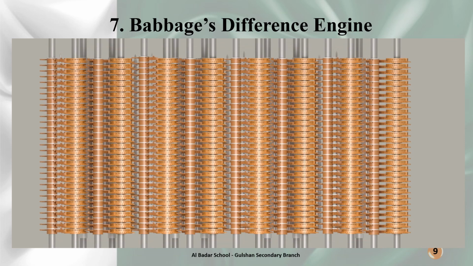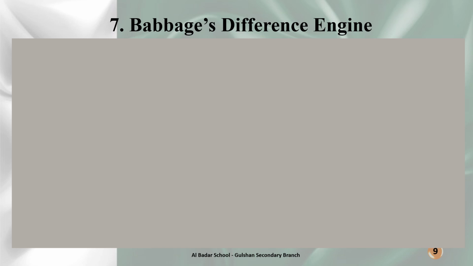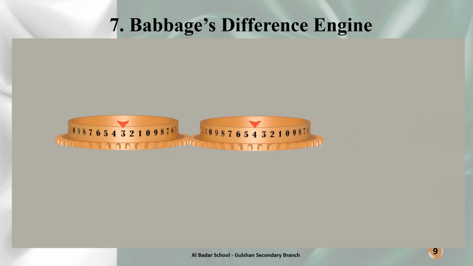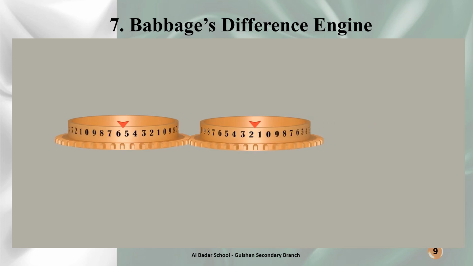Let's see how that is done. With two wheels, you can do simple addition. If you want to add 4 to the accumulator wheel, you turn the addend wheel 4 teeth. Mesh the wheels, turn, and you get the sum of 6.